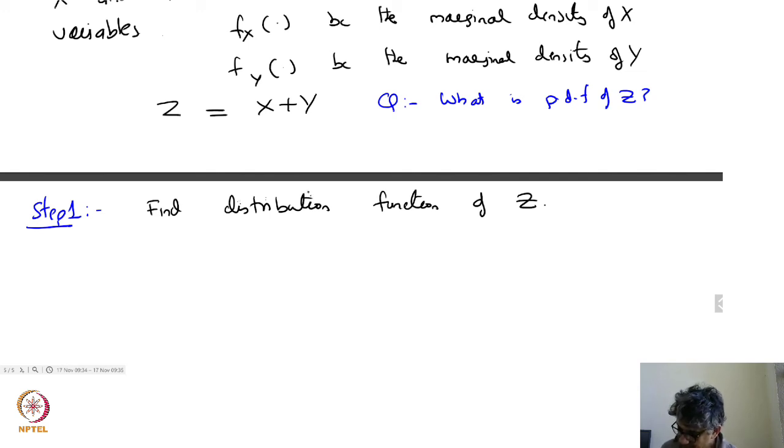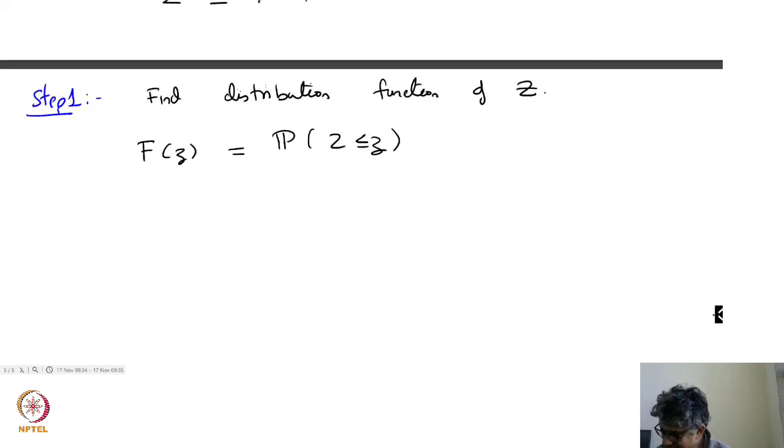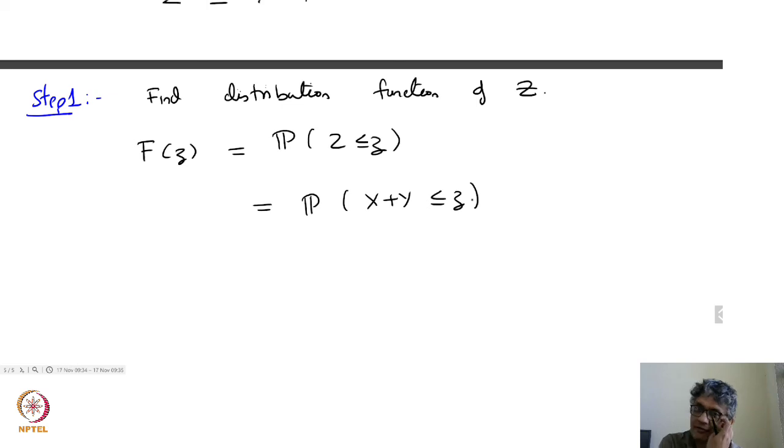What's that going to be? That's going to be F of z is equal to the chance that Z is less than or equal to z. Let me make the z different, my handwriting is not helping. What's that going to be now? That's the same as the chance that X plus Y is less than or equal to z. So now I have to find when X plus Y is less than or equal to z.